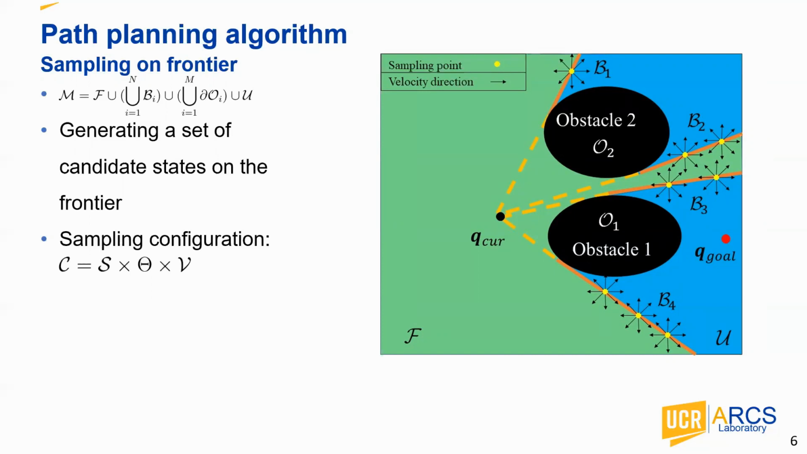We do not have to make the robot stop at the frontier. Our method can also be tuned to switch between collision exploitation and safety. The sampling configuration space C is represented as S times theta times V, where S is the position space, theta is the velocity direction space, and V is the velocity value space. We select both possible position and velocity in the sampling process.